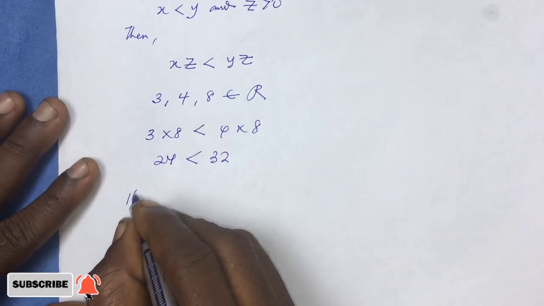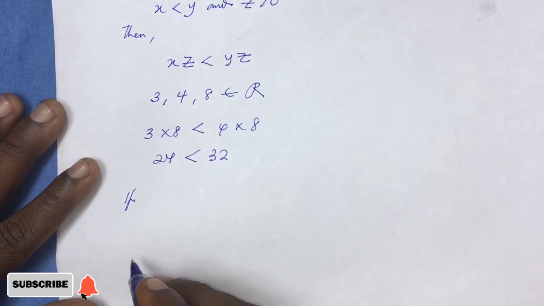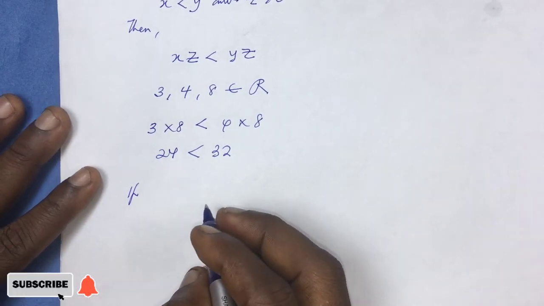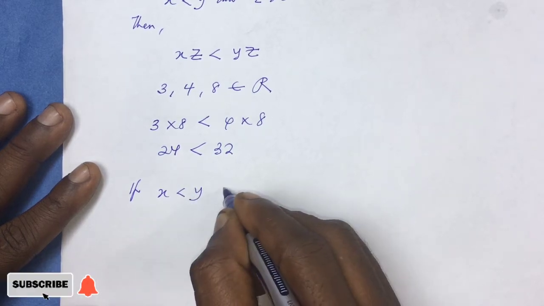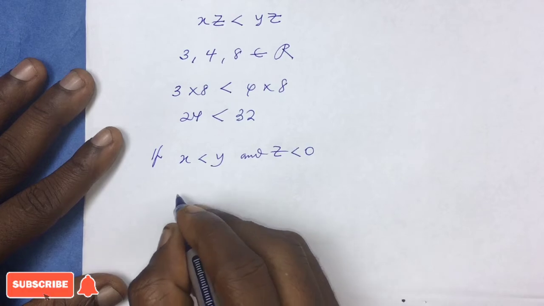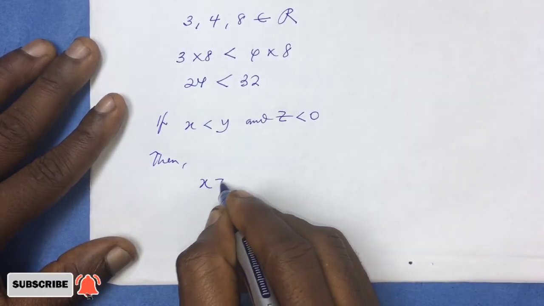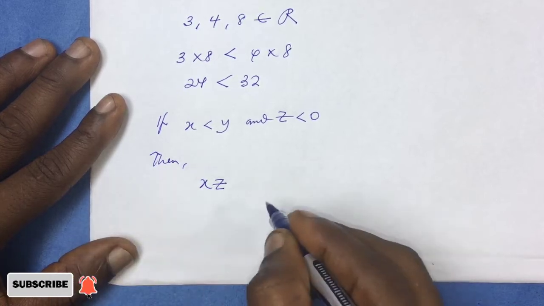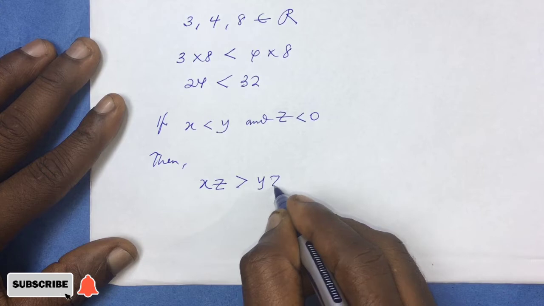Now, the same property talks about another version of itself. If it so happens that x is less than y, but this time around z is negative, then the property is telling you that x times z will no more be less than y times z, rather it will be greater than y times z.